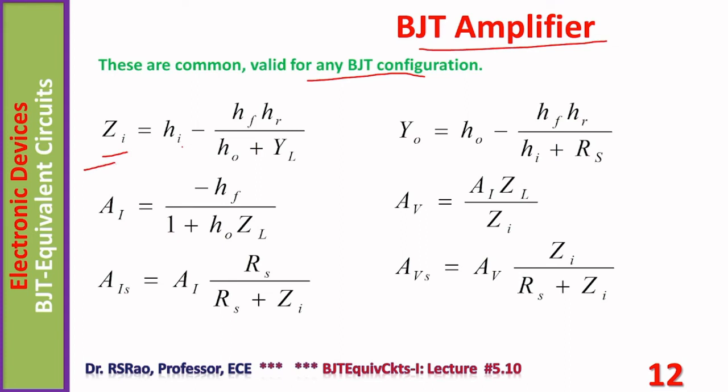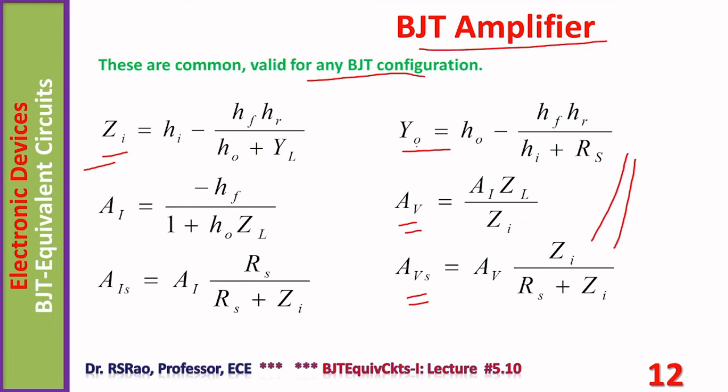Zi, input impedance, is equal to Hi minus Hf Hr by H naught plus YL. Ai is equal to minus Hf by 1 plus H naught ZL. Ais is equal to Ai Rs by Rs plus Zi. Y naught is equal to H naught minus Hf Hr by Hi plus Rs. Av is equal to Ai ZL by Zi. Avs is equal to Av Zi by Rs plus Zi. Notice these are common expressions, general expressions valid for any configuration.